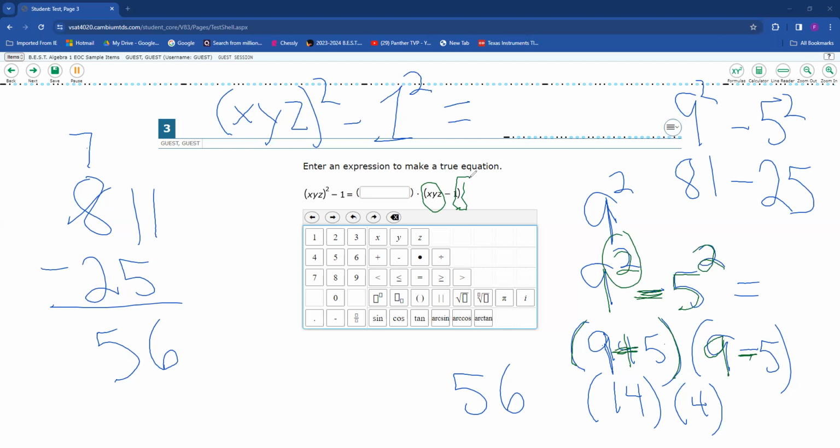So what am I missing here? I have the second parenthesis. The first parenthesis has to be the same 2 bases, meaning with no exponent, xyz, but this time we need the plus. So it's xyz plus 1 times xyz minus 1. It just works. Let me clear this mess a little bit.